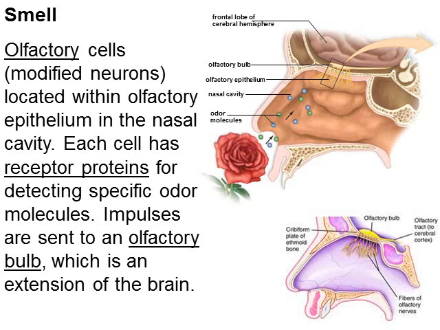Well, in this area, there are receptor proteins in the upper roof of that sinus that are going to detect specific odor molecules. From here, the impulses are going to travel through neurons to an olfactory bulb, which is really just an extension of our brain.